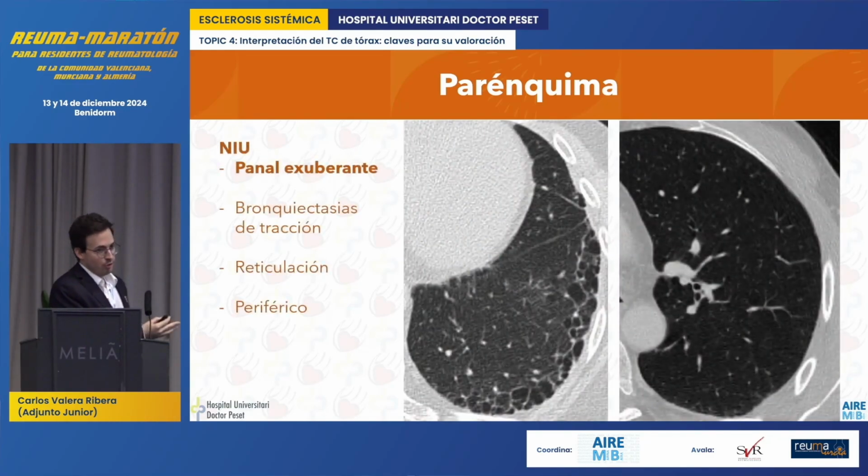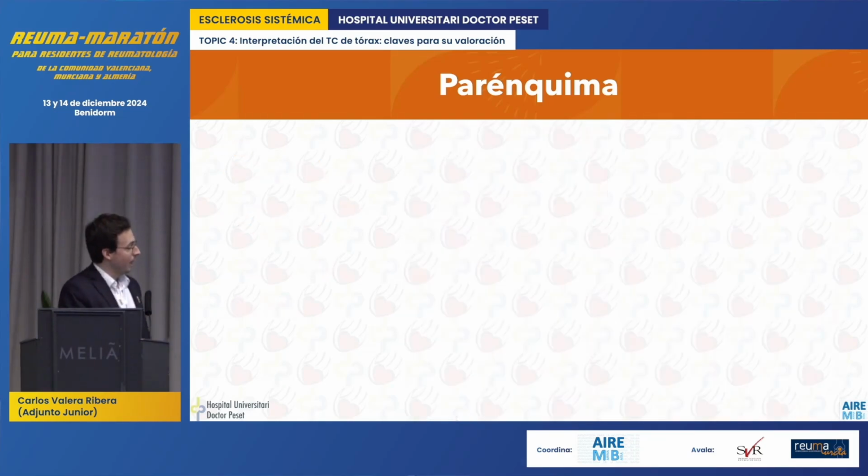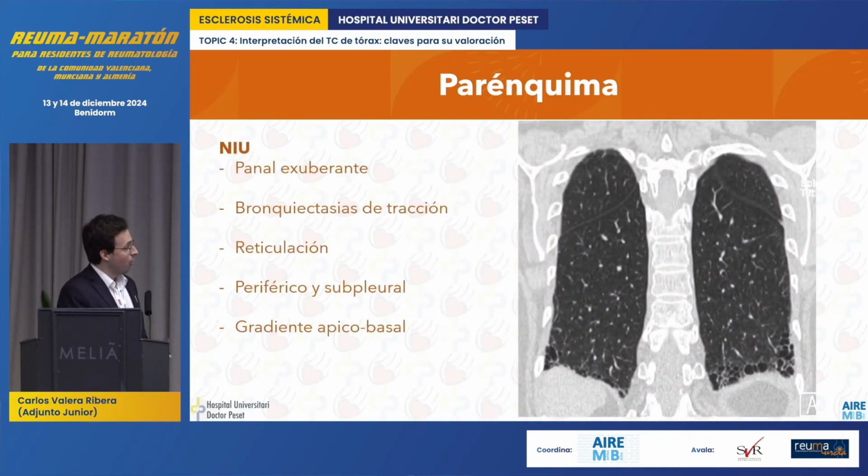Moving on to UIP, which is much less common in systemic sclerosis, but still needs to be considered. As I was saying, it is characterized by exuberant honeycombing and may also present with bronchiectasis, reticulation, and peripheral involvement. In addition, the apicobasal gradient is also a very characteristic feature. This image might not be the best to illustrate it, but basically it means that the lungs are healthy at the apices and the condition worsens as it moves toward the base.